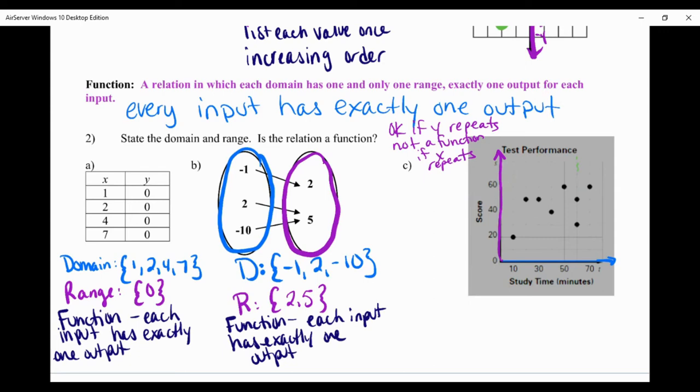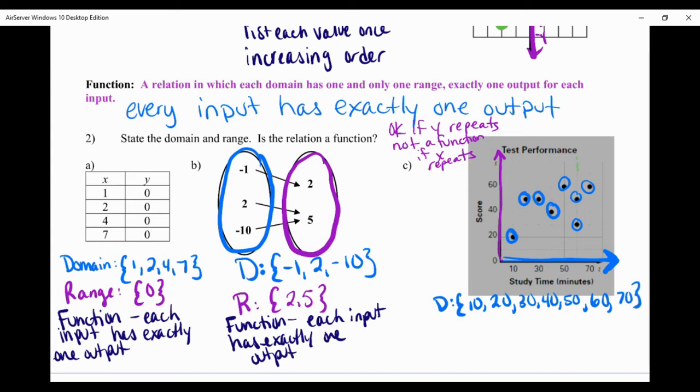So what we want to do is scan this graph from left to right and write all of the x values, all of those minutes that we see. The first point we would hit is this. This is 10 minutes, 20 minutes, 30 minutes, 40 minutes, 50 minutes. There's 2 at 60, so we just write that once, and 70.